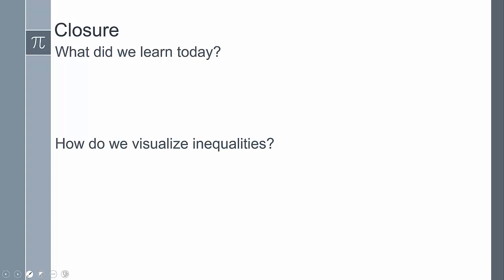To close this lesson, what did we learn today? We talked about inequalities, and essentially an inequality can represent a region of solutions. The different ways we compared them: we compared them with functions, seeing where one function is above or below another, and we also solved them algebraically.